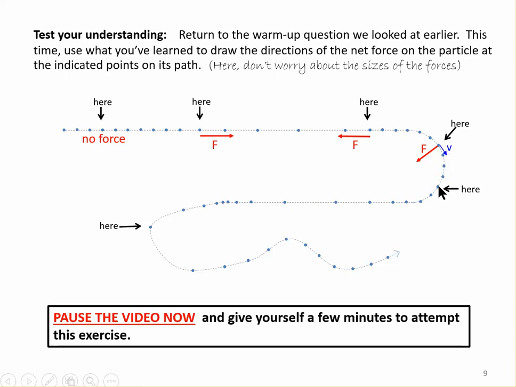Let's look at this point right here. At this point right there, the particle is moving along, but it's going around this curved path. The particle's speed isn't changing because these dots are equally spaced. So again, the force must be perpendicular to the motion. So right at this point, the particle is moving with speed v in that direction. So the force must be perpendicular to the motion.